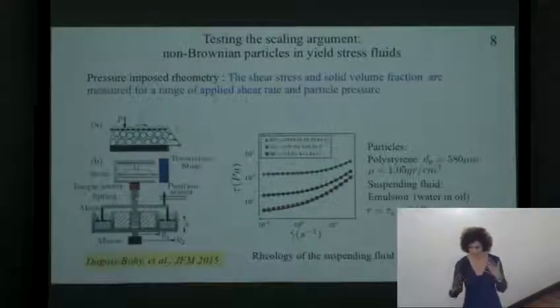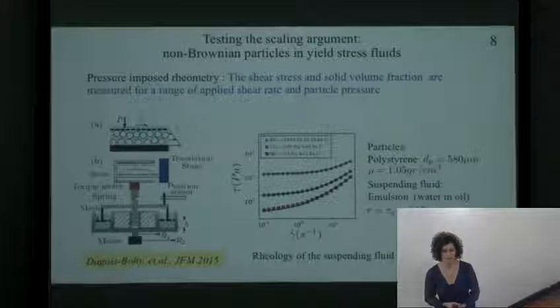You start with the Herschel-Bulkley fluid. You add particles into that. The rheology is still Herschel-Bulkley, but with yield stress and consistency that are functions of solid volume fraction. Okay, so I made so many assumptions here to come up with this closure.